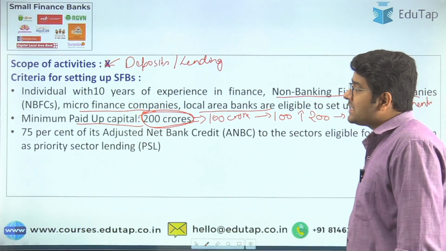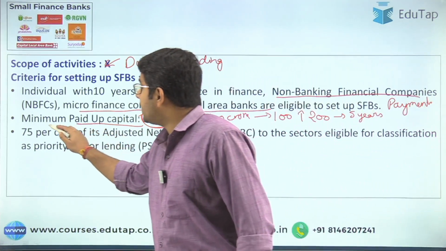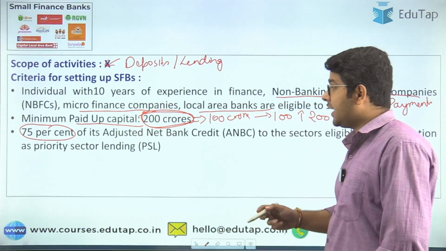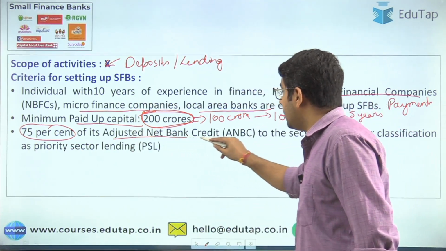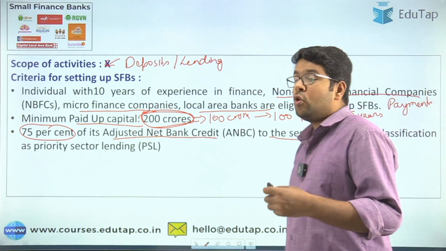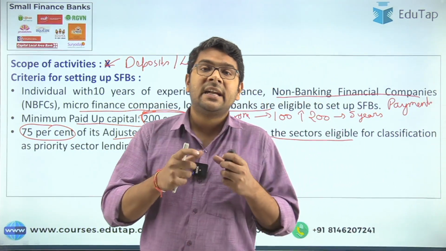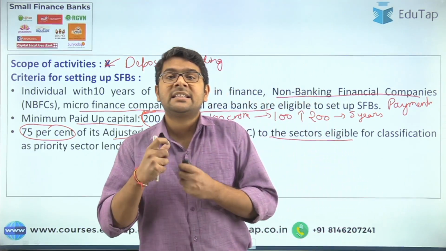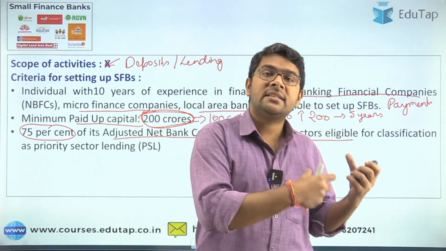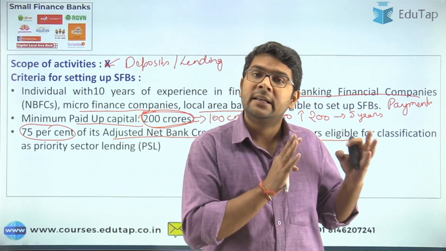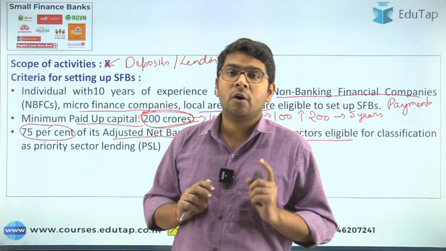For the small finance banks, 75% of its adjusted net bank credit has to go to the sectors eligible for priority sector lending. So first, let us try to understand what this entire statement means. This means that 75% of the adjusted net bank credit must go to the priority sector lending. This is the first operational aspect.